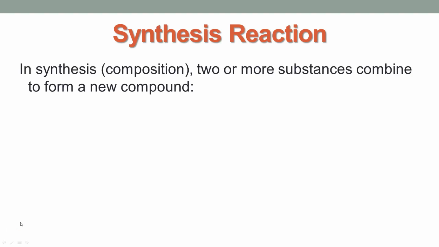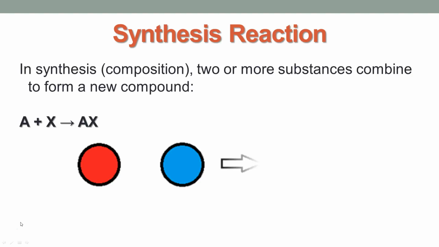In a synthesis reaction, two or more substances are going to combine to form a new compound. Think of it this way: A plus X is going to make the compound AX. Here we have the blue circle plus the red circle is going to make a blue circle and a red circle. This is a synthesis reaction.